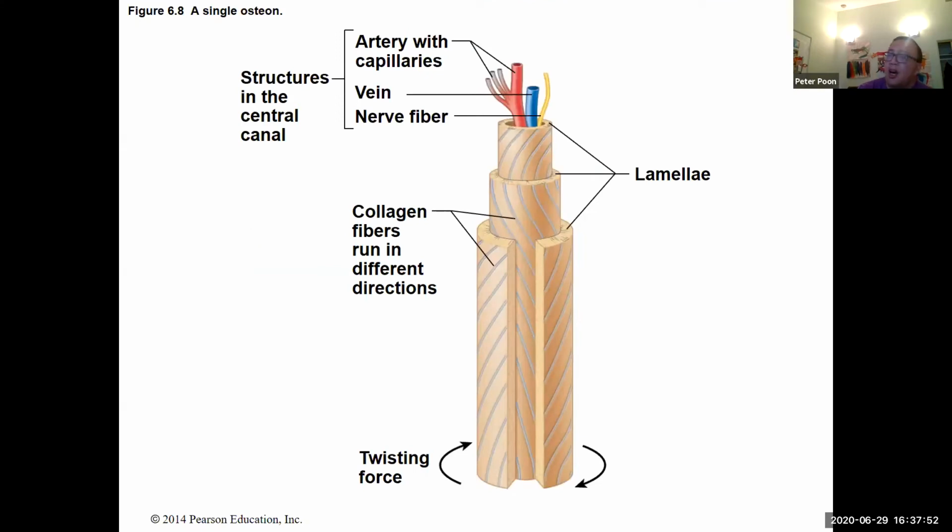Bone has collagen fibers embedded in the lamellae. The reason the lamellae run in concentric circles as one solid piece is that the collagen fibers run in different directions. When fibers run in different directions, it is very hard to untwist them. If they all ran the same direction, you could just twist the same way and untwist them. This way, because they run in different directions, there's no way to untwist.